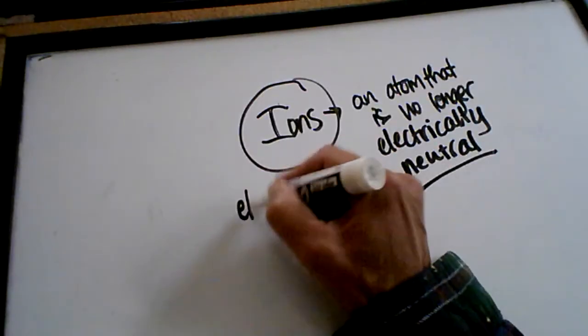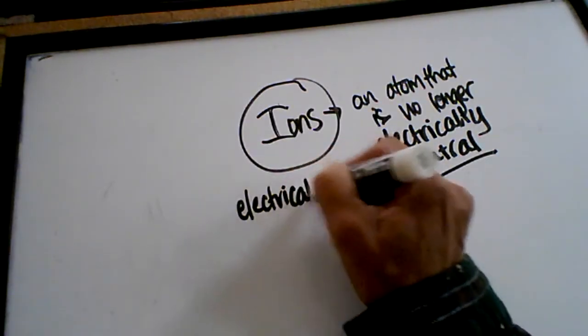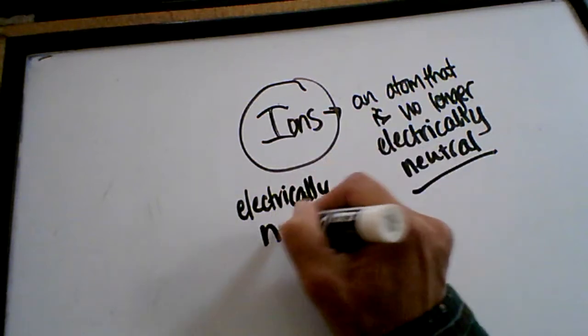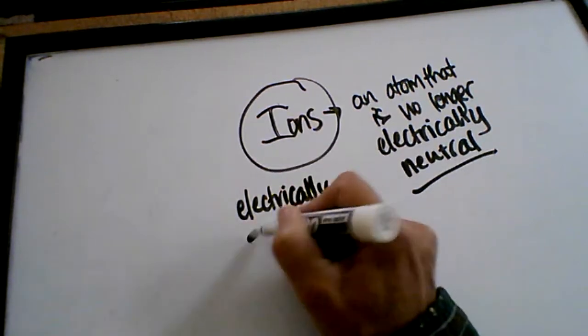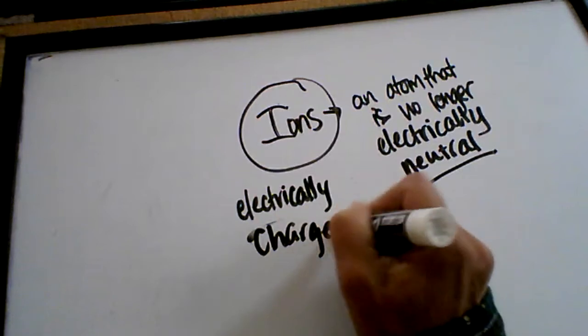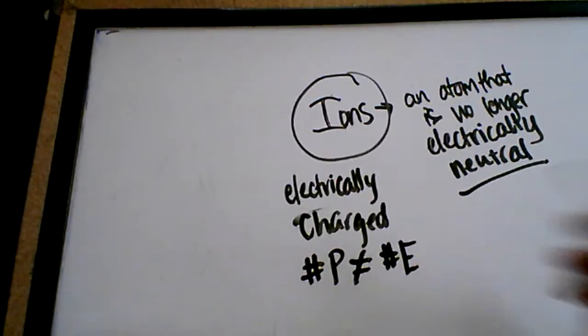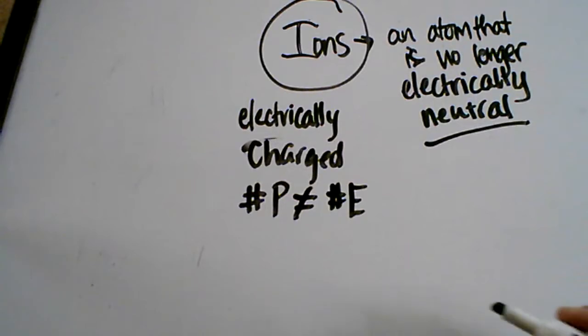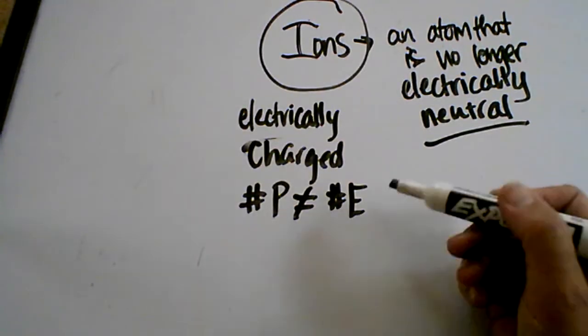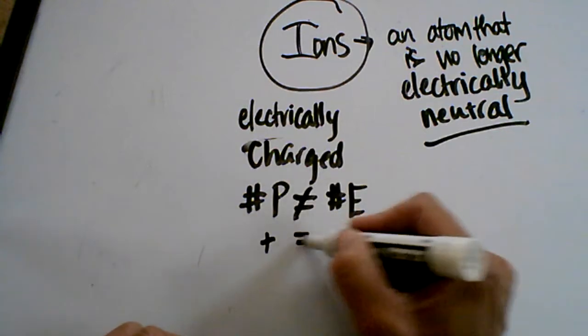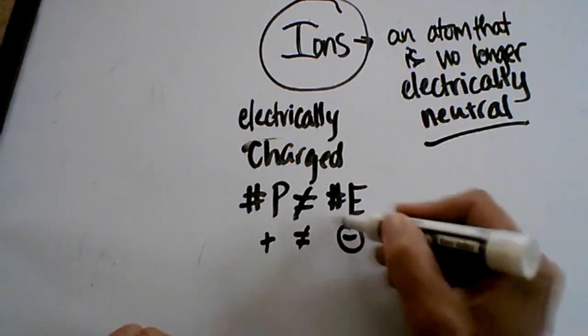Because it's an ion, it is electrically charged. Remember, atoms were electrically neutral. Ions are electrically charged. That means the number of protons no longer equals the number of electrons, because if they did, the positives would equal the negatives and they would be neutral. But they are not neutral.